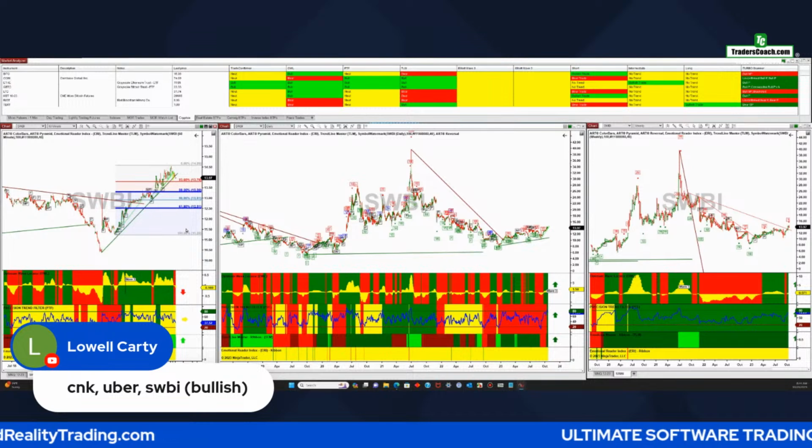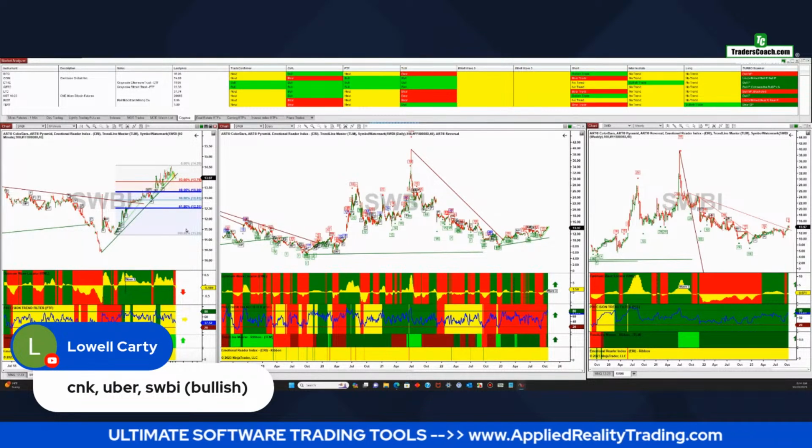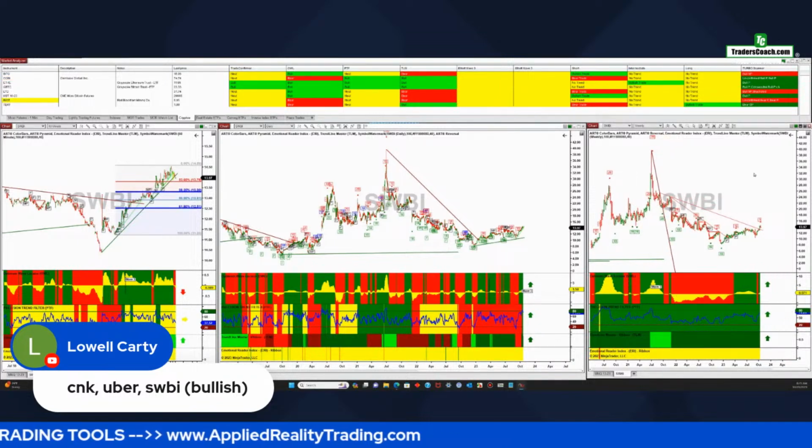So I'm going to put this down as a recommended one for a long term, not a short term, okay? Because short term it's pulling back. All right. So I like it. And I think it's okay.